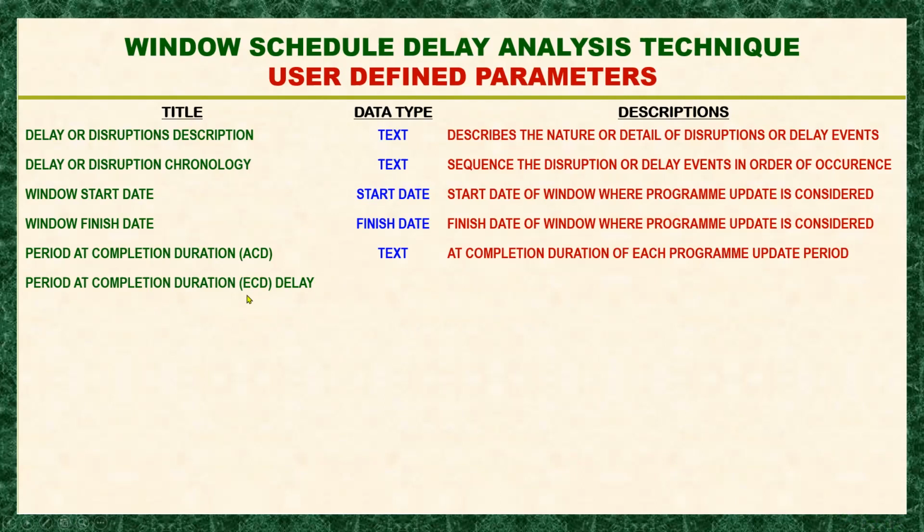So what is this ECD? I think it should be ACD. I'm not sure. Okay, let's go forward. We will correct it later. So this should be an integer. Now the meaning of this one is that this is the delay of current ECD. The meaning of ECD is the estimated completion duration.